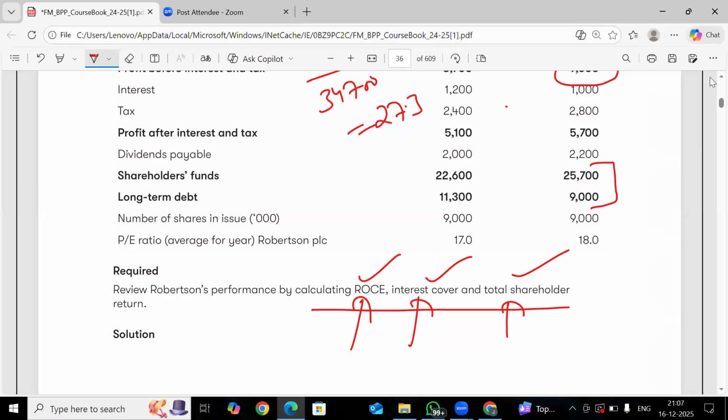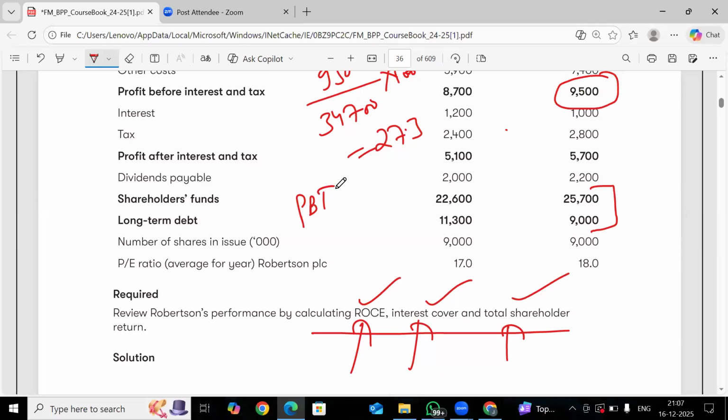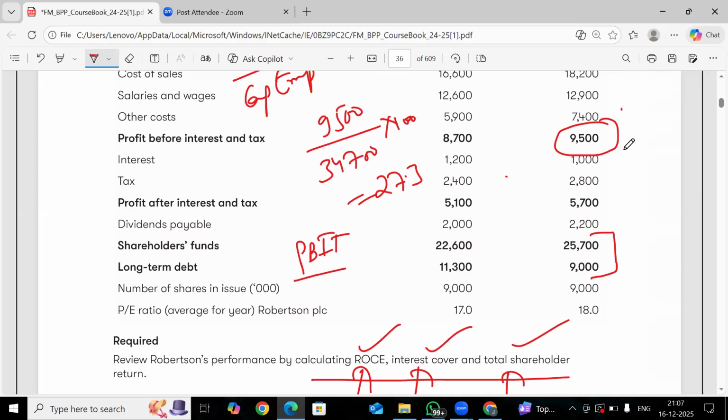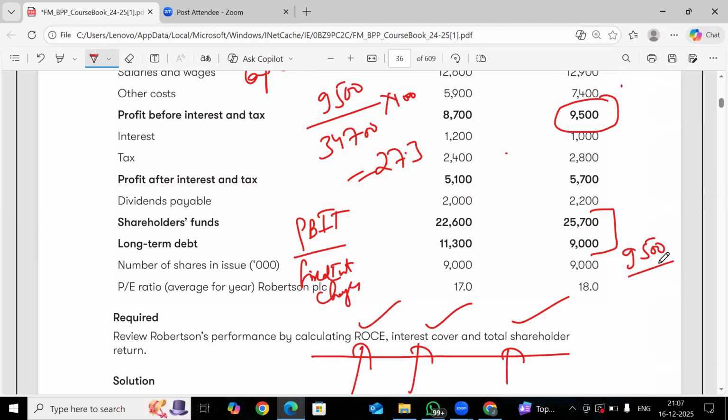Interest coverage ratio. The formula for interest coverage ratio is PBIT by fixed interest charges. Your PBIT for the current year is 9,500. See, I am doing it for the current year. You can do it for the previous year as homework, please. So 9,500 and the fixed interest you need to pay this year is 1,000. So it is 9.5 times. Great. Then last comes TSR.